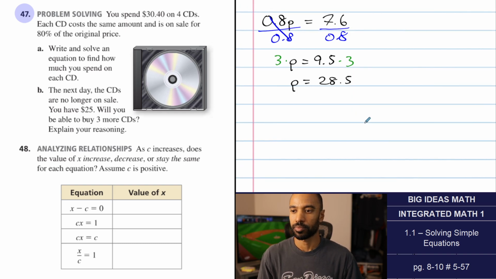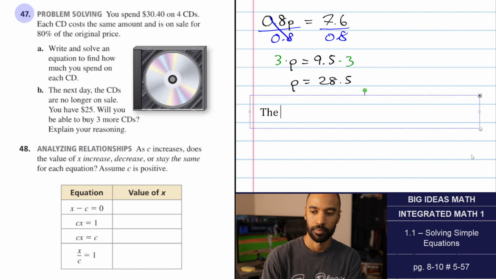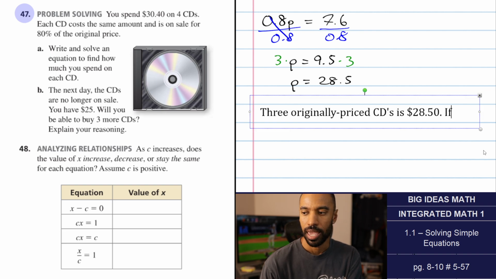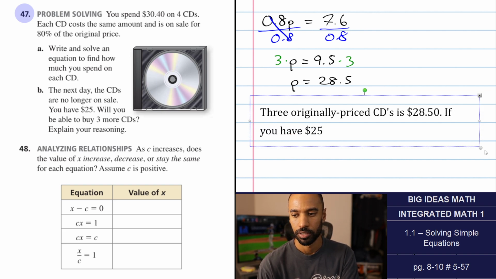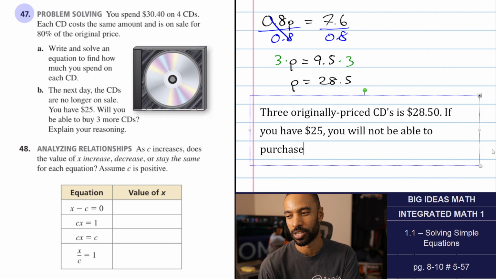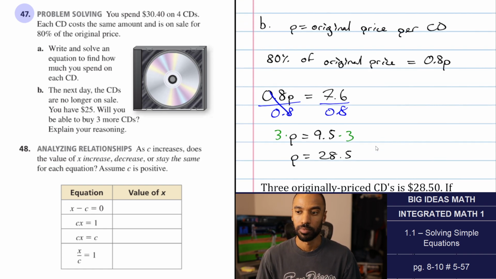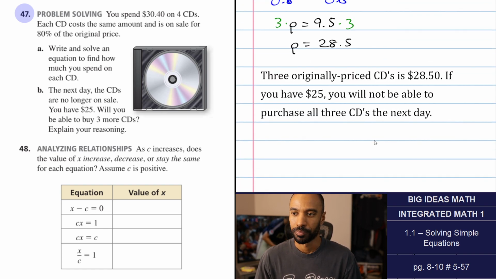That means the price of 3 CDs, three originally priced CDs, is $28.50. If you have $25, you will not be able to, legally, you will not be able to purchase all 3 CDs the next day. 2 of them? Sure. When they were on sale? At that sale price, no.